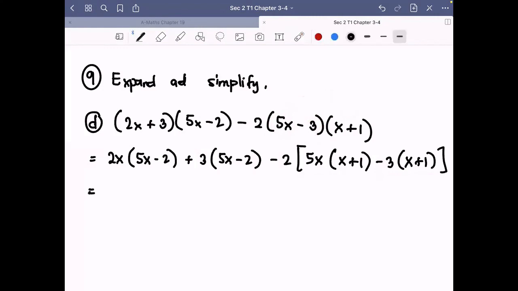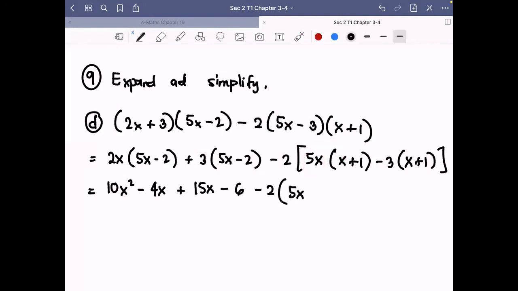Okay, so let's simplify now. I know it's very long. So this is 10x squared minus 4x. It's very important that you should be very careful with your signs and then your multiplications. All right. So again, 2x times 5x is 10x squared. And then 2x times negative 2 is negative 4x. Plus 3 times 5x is 15x. And then negative 6 or minus 6. And then I'm keeping the negative 2 outside brackets.